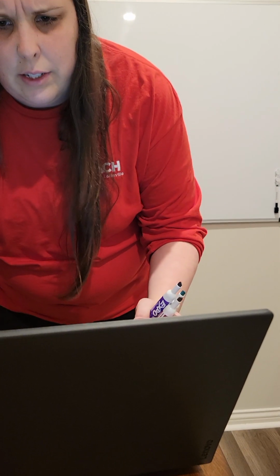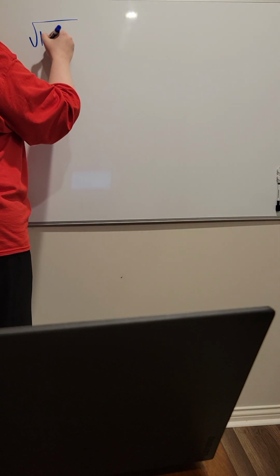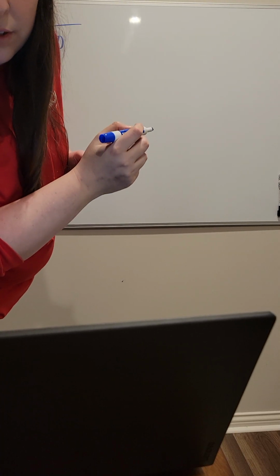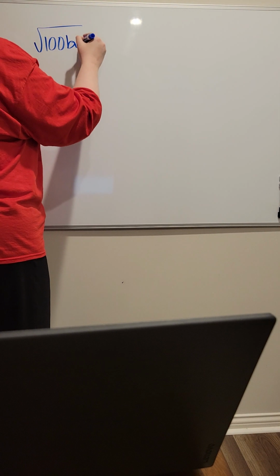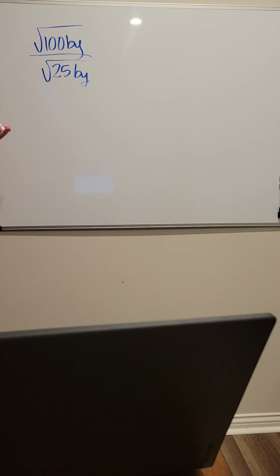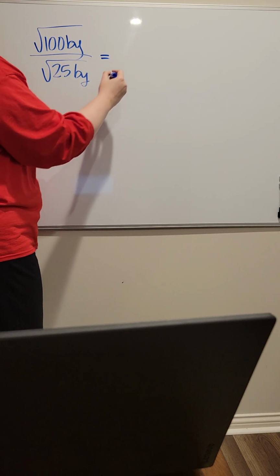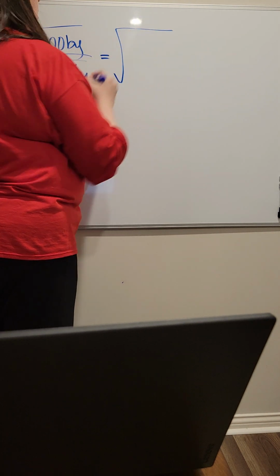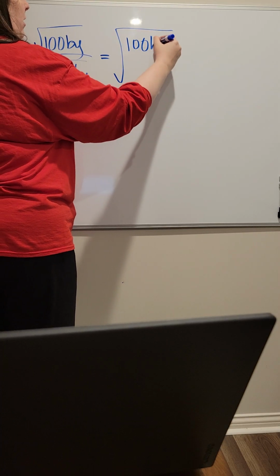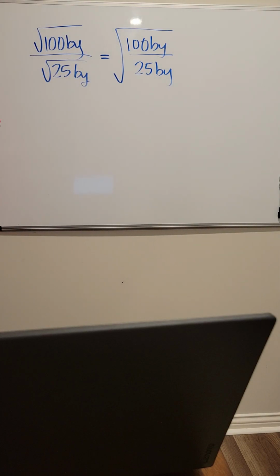Here's one that's going to reverse that property that I showed you with the square roots. So this is 100 by and 25 by. Before you had one big square root, and I told you you could split it into numerator and denominator. It works the other way too. Just temporarily, sometimes it's useful to stick them together because you can cancel a bunch of stuff and make your life easier if you cancel up front.